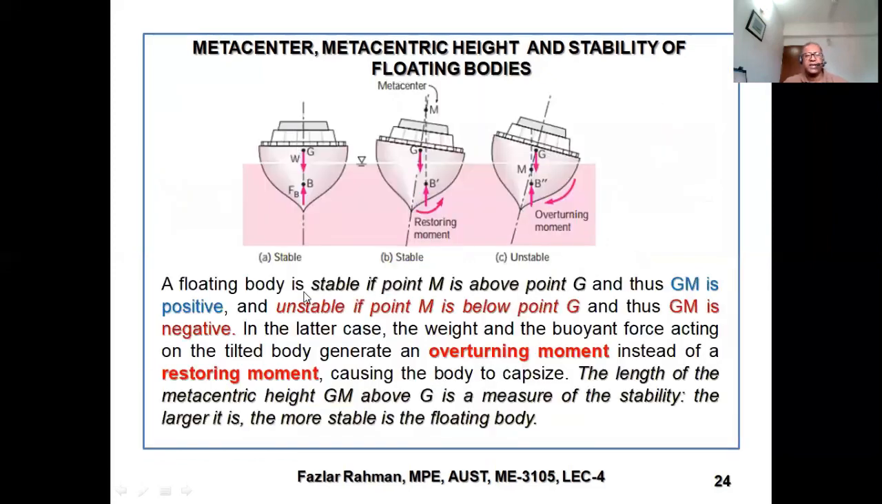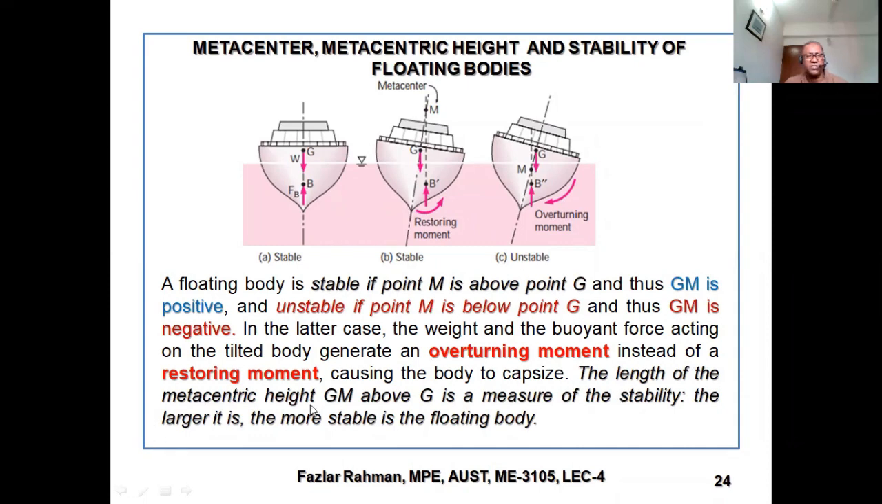What it is saying is, a floating body is stable if M, that means the metacenter, is above the CG, thus GM is positive. It will be unstable if M remains below the point G. In that case, GM is negative. In the latter case, the weight and buoyant force acting on the tilted body generate an overturning moment instead of a restoring moment, causing the body to capsize.